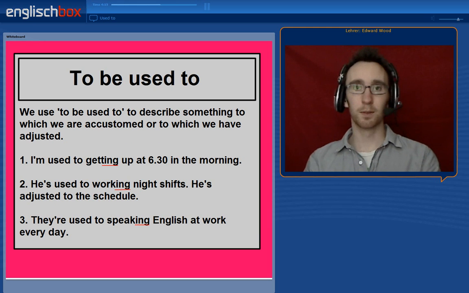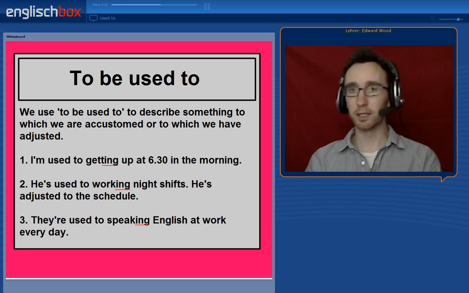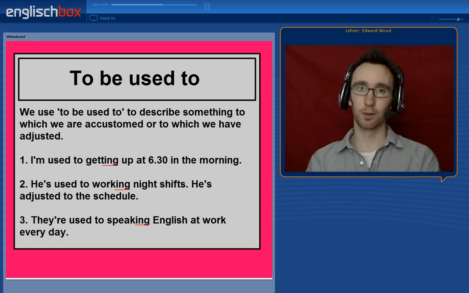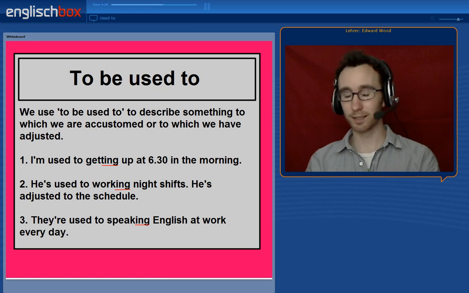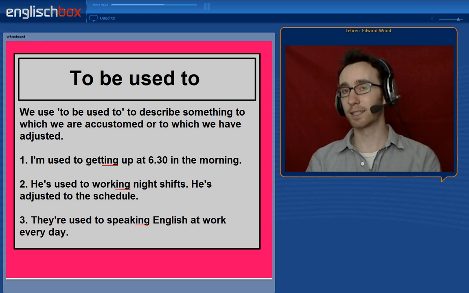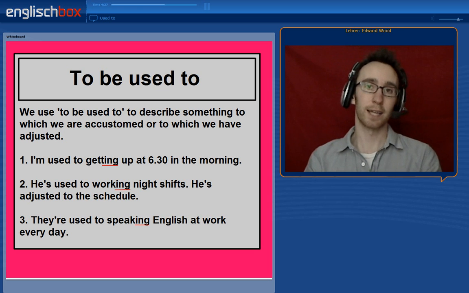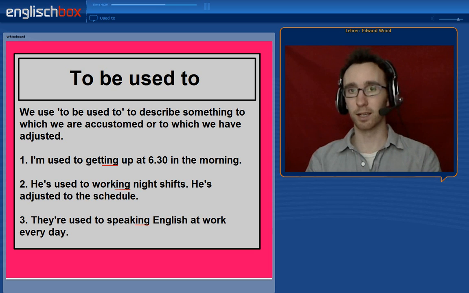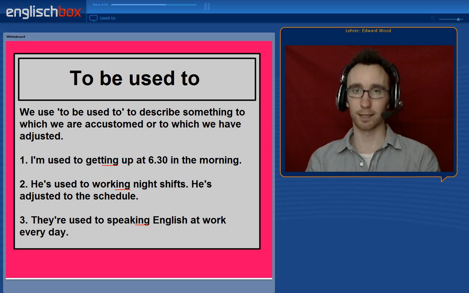There's often some confusion between to be used to and used to. We use to be used to describe something to which we are accustomed or to which we have adjusted. For example, I'm used to getting up at 6:30 in the morning. So I have to go to work every day at 8. I get up at 6:30 and I'm used to getting up. I'm accustomed to getting up at that time.